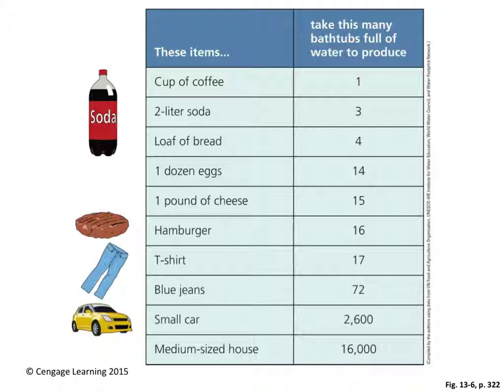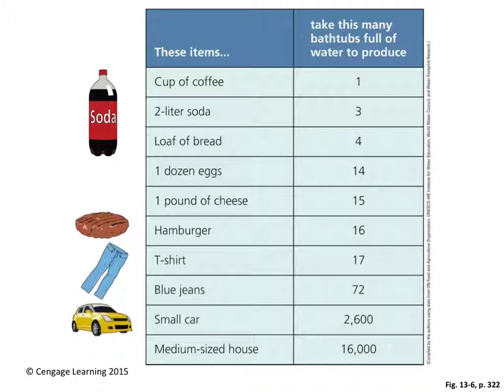2-liter bottle of soda, 3. That includes processing the plastic. Loaf of bread, 4. 1 dozen eggs, 14. Got to feed those chickens. And we got to grow the food that feeds the chickens too. 1 pound of cheese, 15 bathtubs, a hamburger, 16, t-shirt, 17, blue jeans, 72 bathtubs.